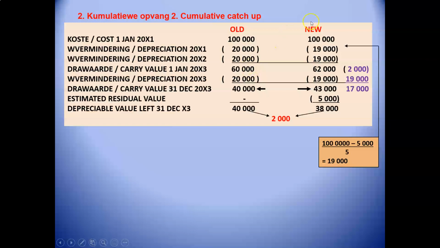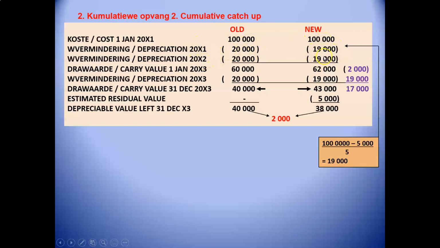Now we're going to do the same but based on the new estimates. The cost price of the asset still is 100,000, but our depreciation charge based on the new estimates would have been different. Our depreciable value would have been our cost price of 100,000 less the estimated residual value of 5,000, which gives us 95,000 rand. That 95,000 rand over a 5-year period gives us 19,000 rand depreciation per annum. So if we did apply it from the beginning, we would have written off 19,000 in 21 and 19,000 in 22.